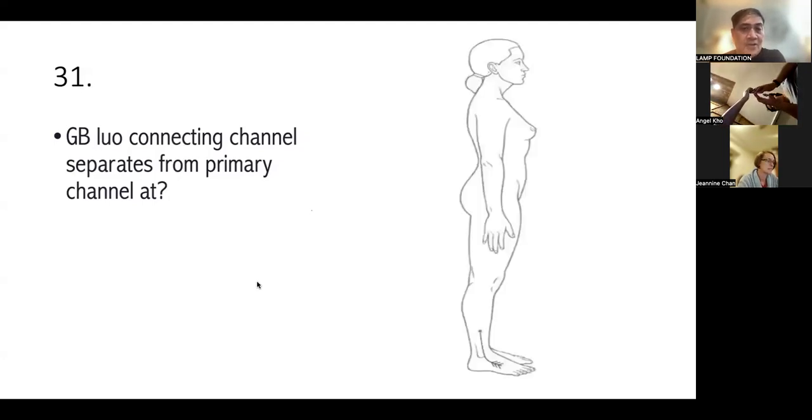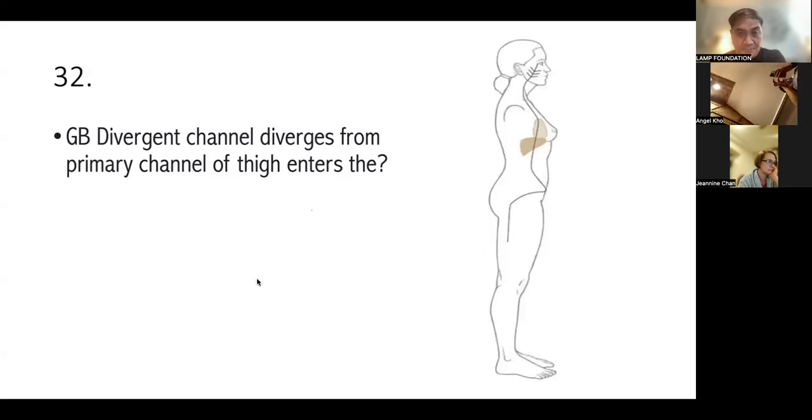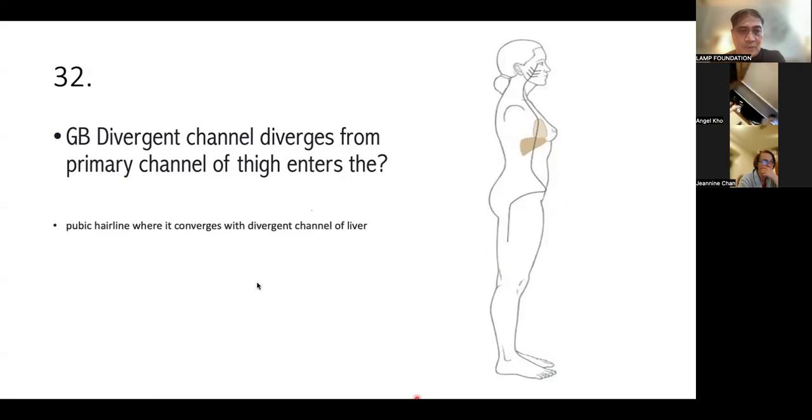Then we go to the luo connecting channel of the gallbladder, which separates from the primary channel at what point? GB37. Very good. The GB divergent channel diverges from the primary channel at the thigh and enters where? The pubic hairline, where it converges with the divergent channel of the liver. So this is very important for the pubic area.